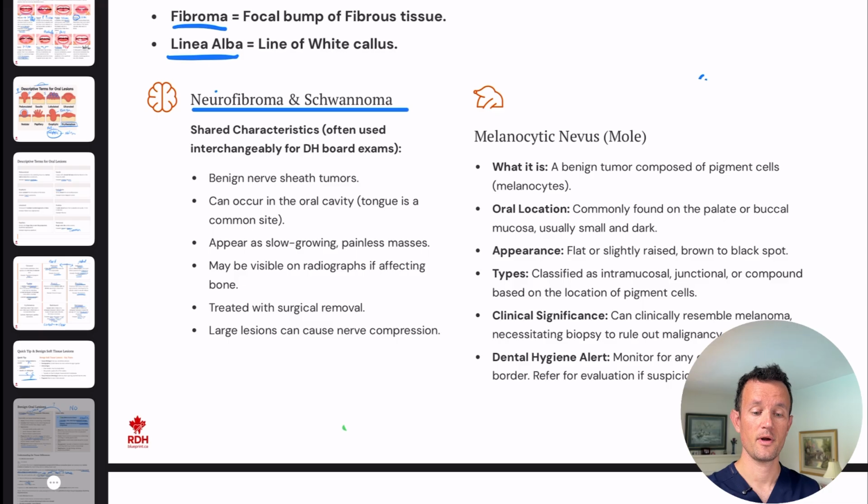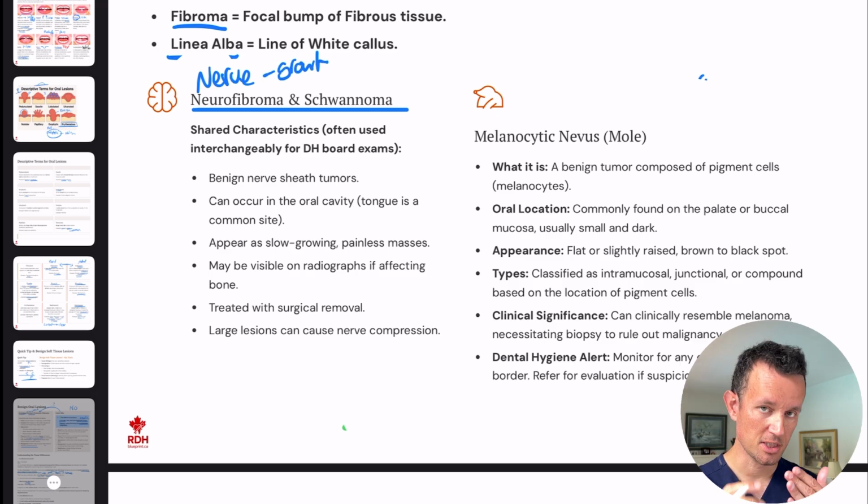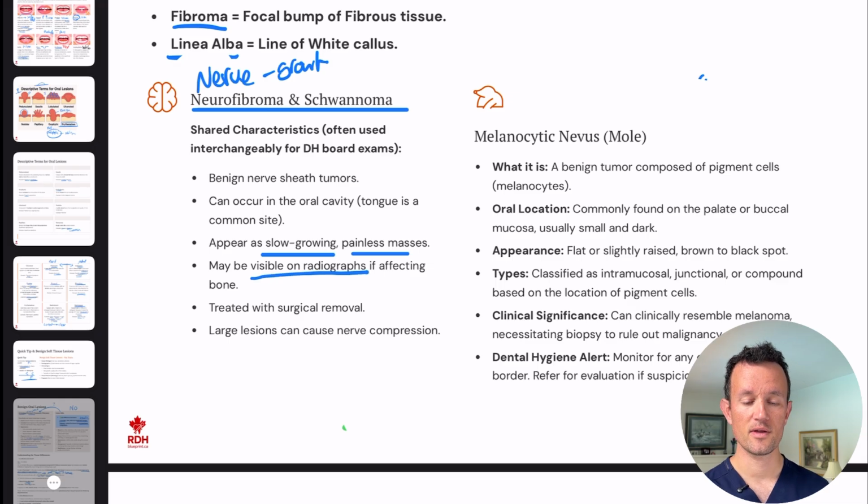That's with the nerve, right? Nerve growth. Or schwannoma, that's the sheath around the nerve. That's this protective layer covering has now grown. So usually the tongue, you bite your tongue. It's slow growing, painless. It can be visible on radiographs if it does what?